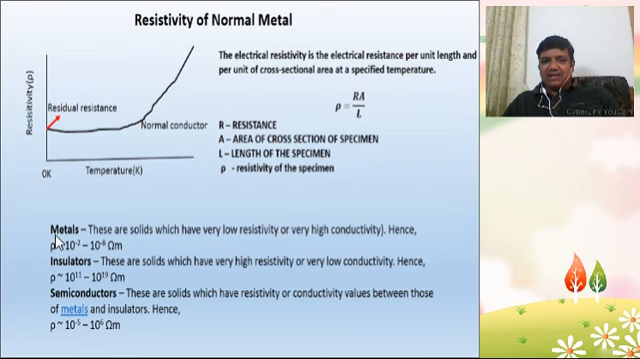We can differentiate metals, semiconductors and insulators by the resistivity. Resistivity of metals will be in 10 power minus 2 to 10 power minus 8 ohm meter, and the insulators, which have very high resistivity, are in the range of rho is equal to 10 power 11 to 10 power 19 ohm meter. Semiconductors, which lie between the metals and insulators, will have a resistivity in between, that is 10 power minus 5 to 10 power minus 6 ohm meter.